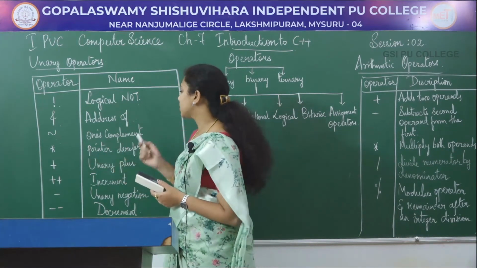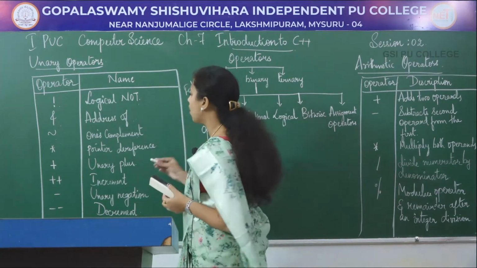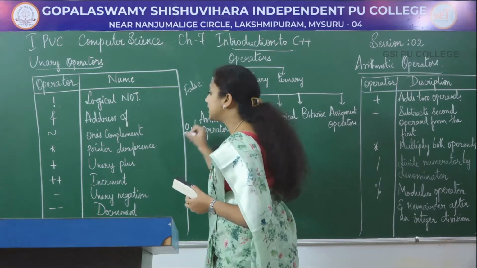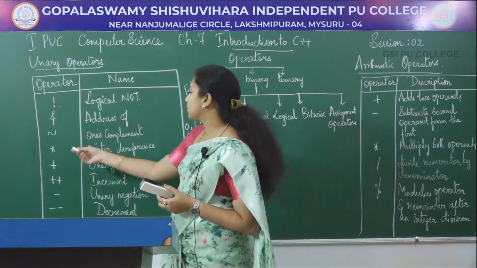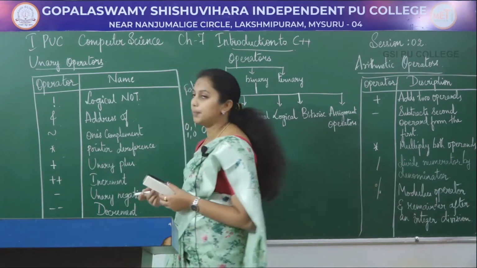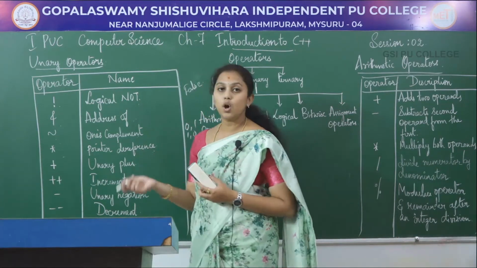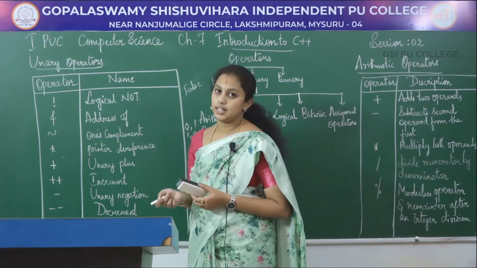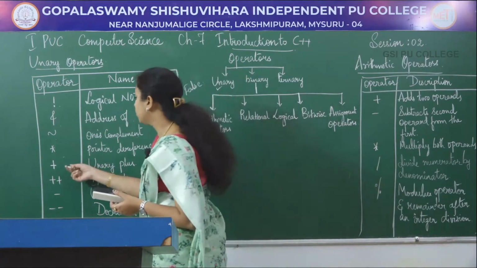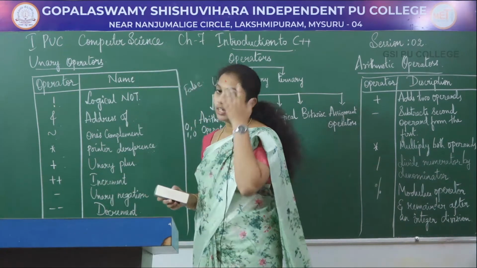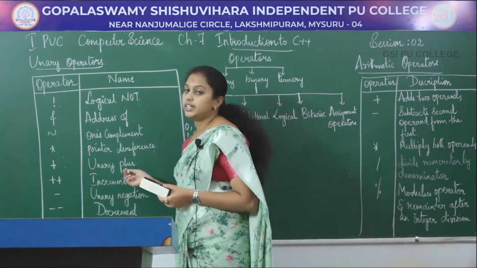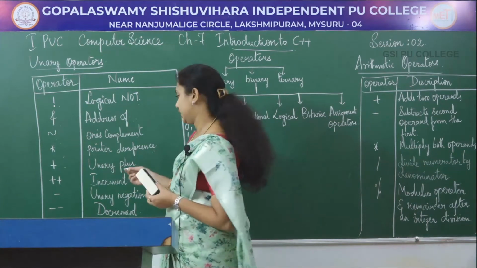Next one is ones complement. It converts all zeros to ones and all ones to zeros. Next is the pointer dereference operator. It is used along with the operand to represent the pointer data type. Next one is unary plus. What is unary plus? Unary plus is used to represent a signed positive integer.